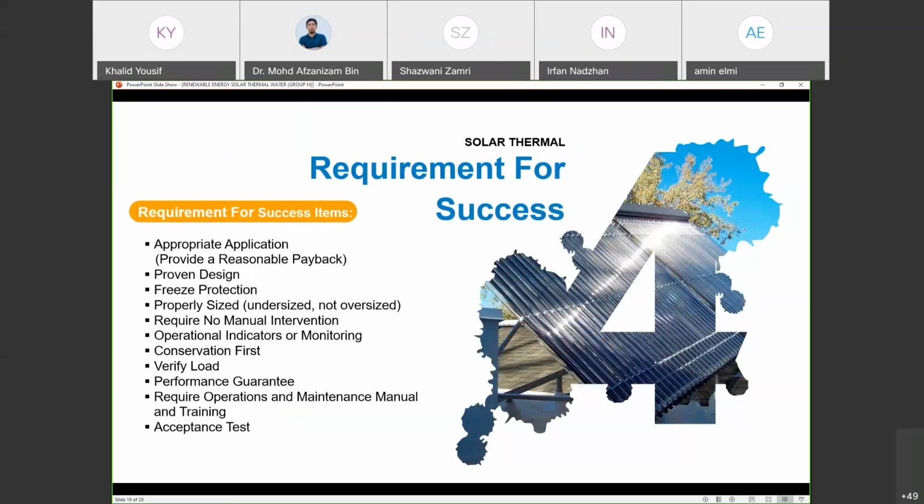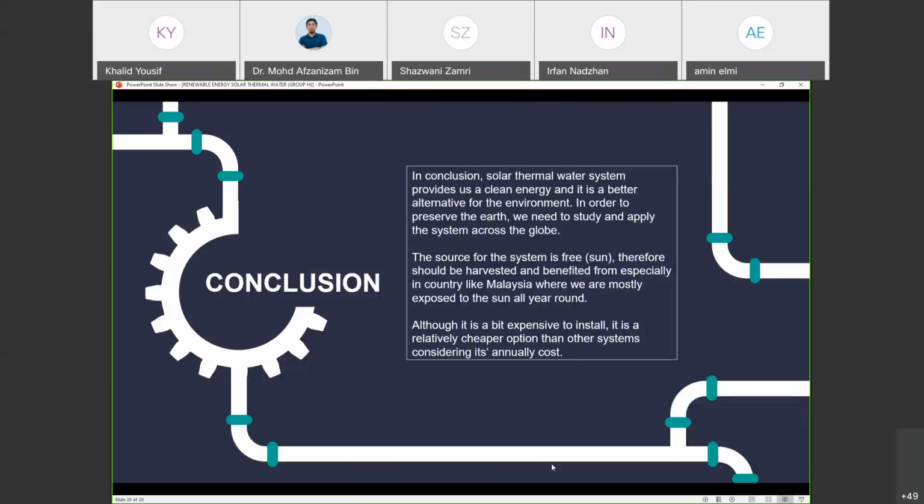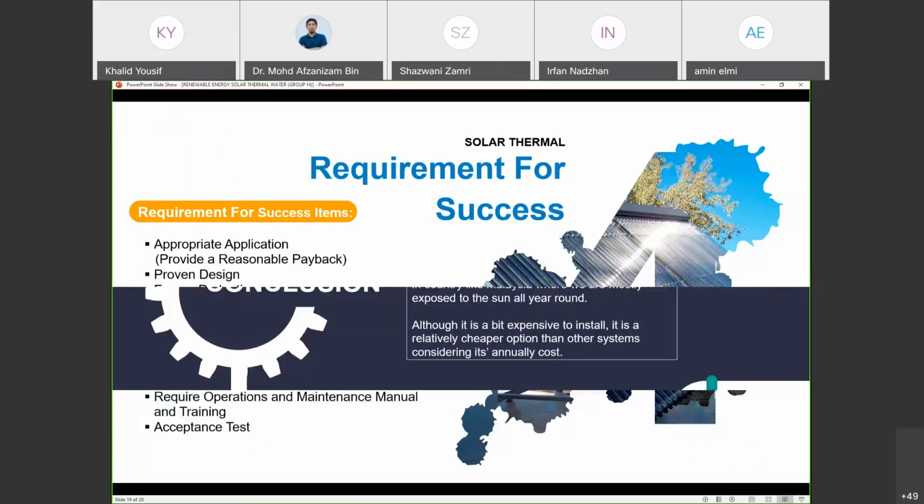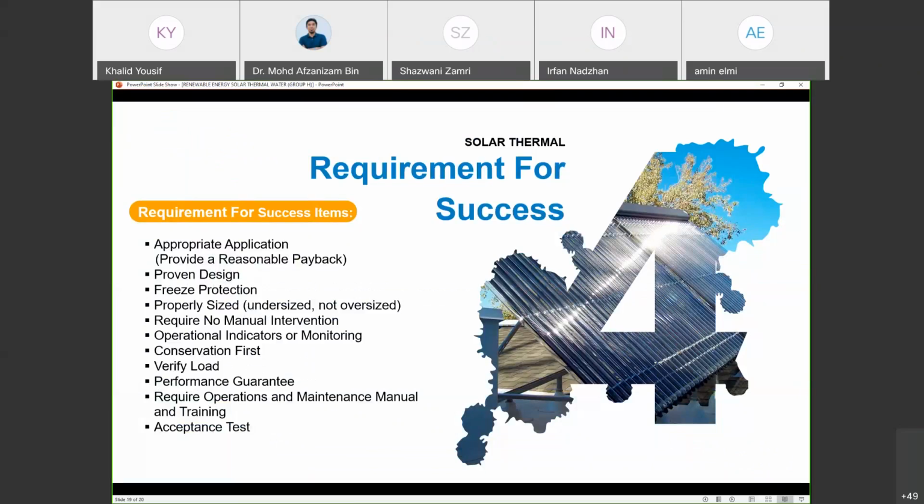Okay, so the requirements for success items are appropriate application, proven design, freeze protection, properly sized, requires no manual intervention, operational indicators or monitoring, conservation first, verify load, performance guarantee, required operation and maintenance manual and training, and lastly, acceptance test. So for the conclusion, next slide.